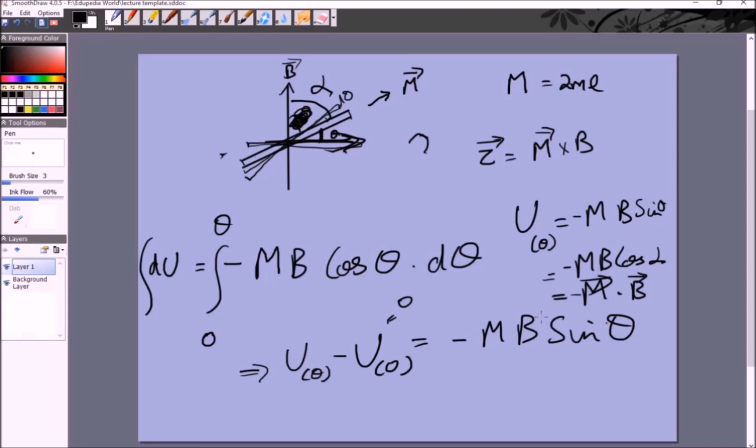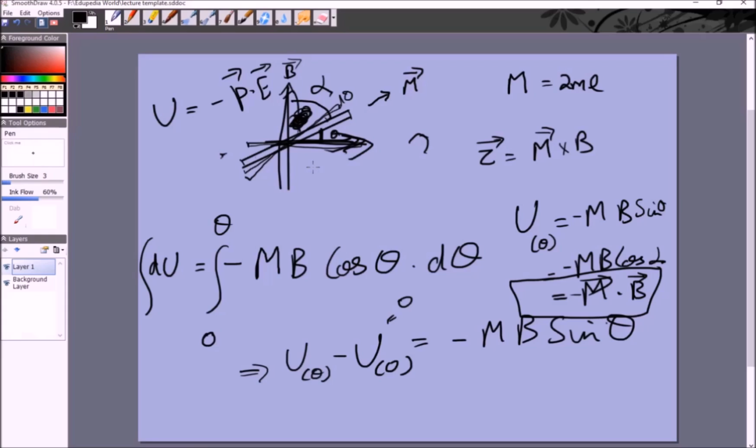Right, so we see another similarity between this and the electric field. The potential energy in an electric field would be minus P dot E for an electric dipole, and for a magnetic dipole in a constant magnetic field, the potential energy is minus m dot B. But remember, this is assumed when we take the potential energy to be 0 when the magnetic moment and the magnetic field are perpendicular to each other. Right, so this is the potential energy.